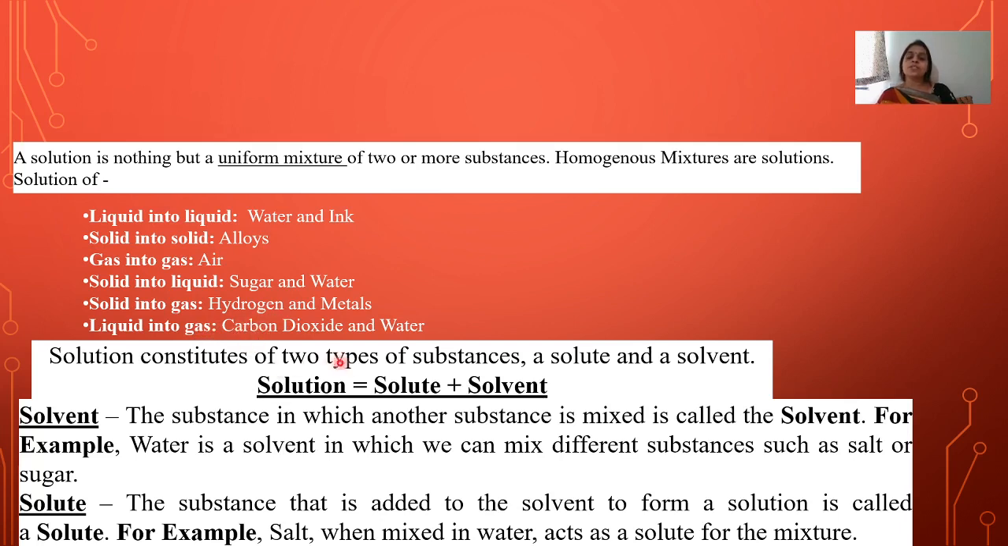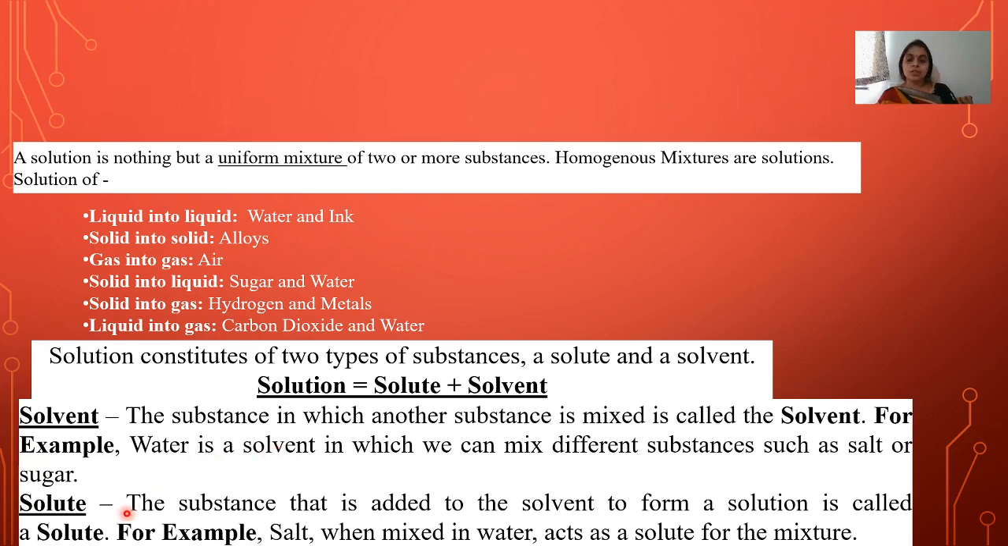A solution consists of two types of substances, a solute and a solvent. A solvent is the substance in which another substance is mixed. Always, the solvent will be present in a larger quantity. Example, water. It's a universal solvent. It dissolves most of the substances. So, it is called the dispersion medium.